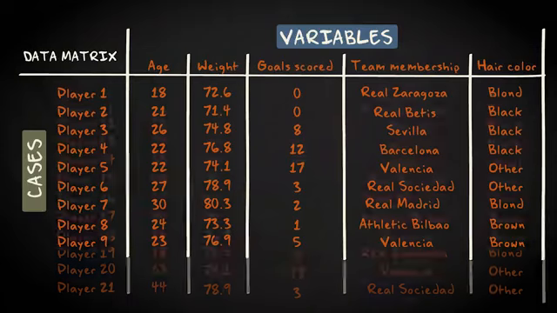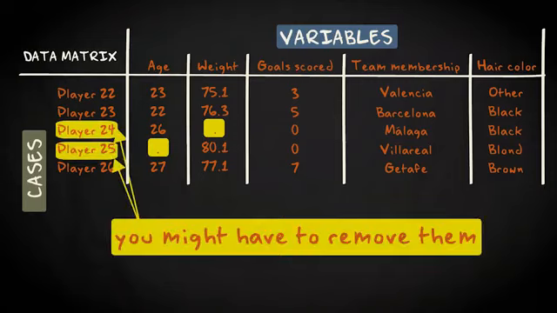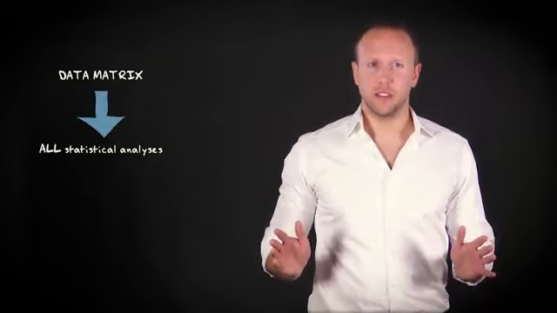Let's see if our data matrix does not contain strange values. Hey, when we look at player 24, we see no value for weight. And in the next row, age is missing. So we don't know the value for every case variable combination. For now, we have just included these incomplete cases, but we might have to remove them if a subsequent analysis requires a complete data matrix. You need the data matrix for all your statistical analyses.